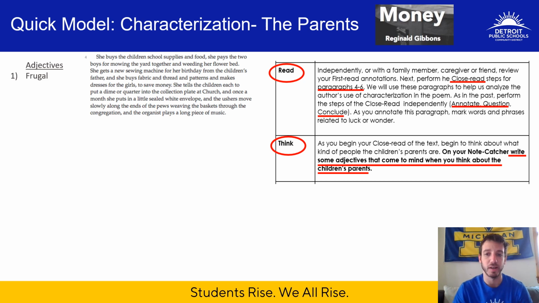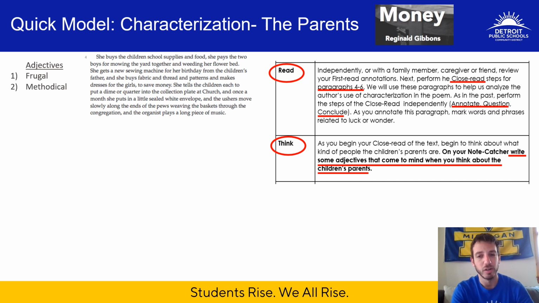If they're going to give their kids money, it's going to be after they earn the money by completing chores around the house. And even when she receives a present, like for her birthday, the sewing machine, she's still going to use that to provide for her family and save her family money by making dresses for the daughters.